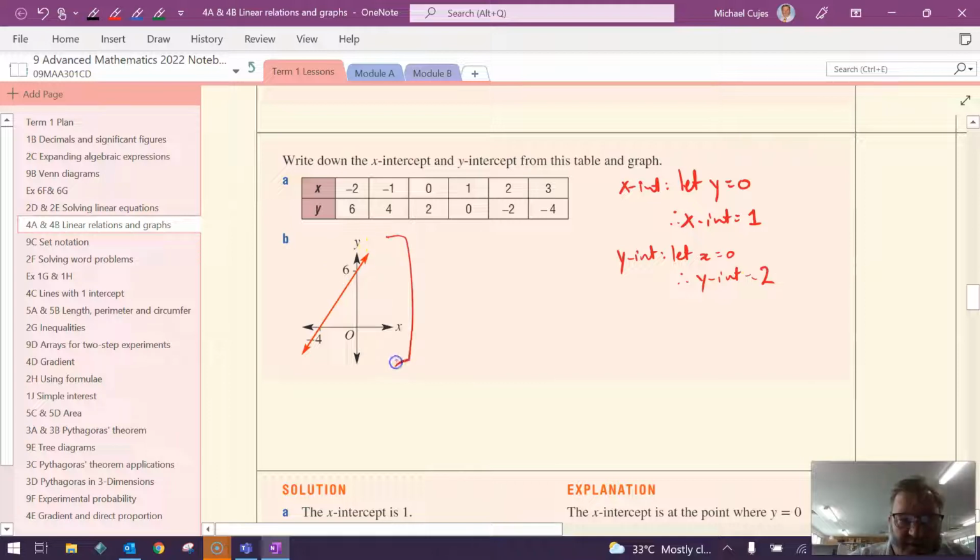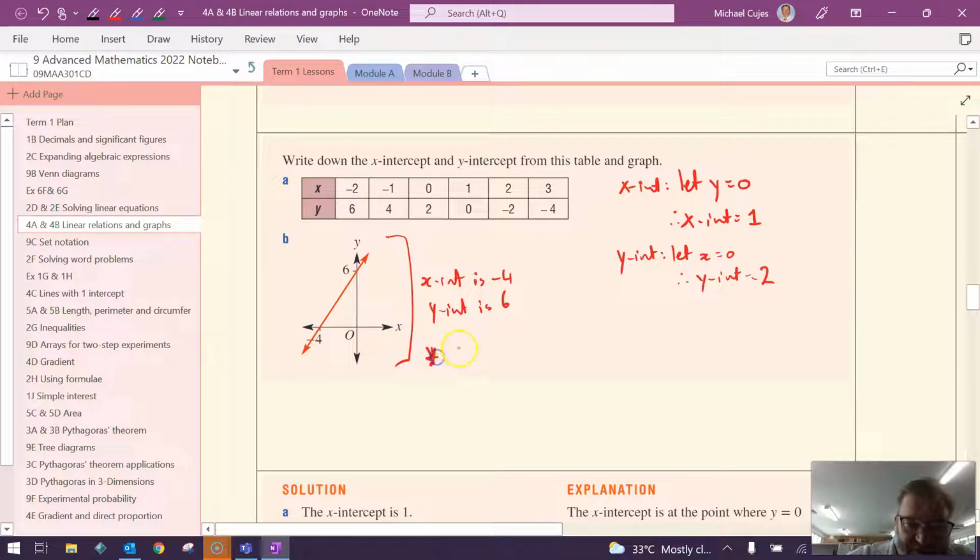We can do the same for a graph. Here the x-intercept, it's easier to see, isn't it? It's just where it crosses the axis. The x-intercept is -4. The y-intercept is 6, where it's crossing the y-axis.